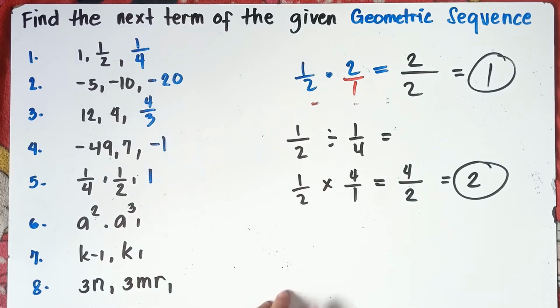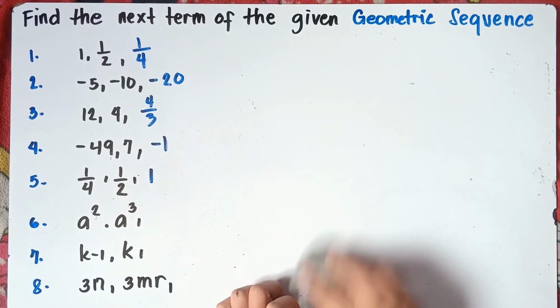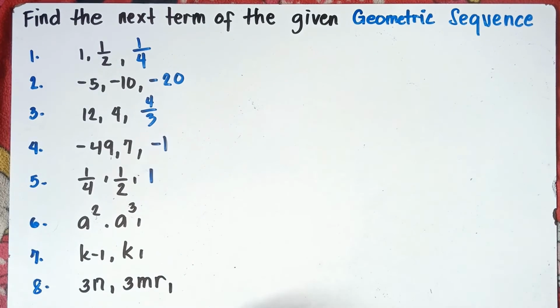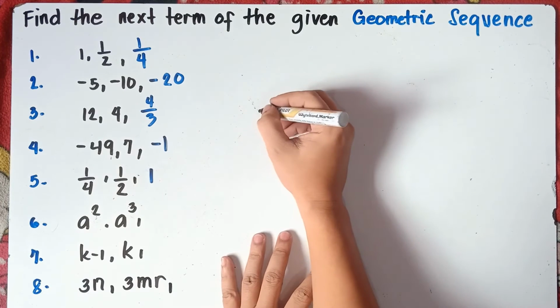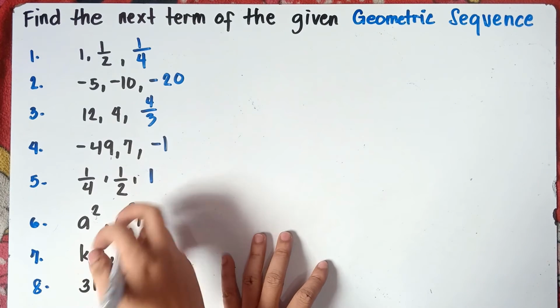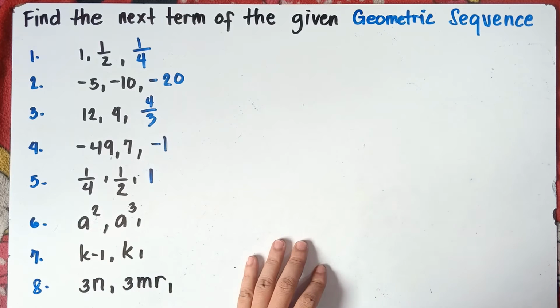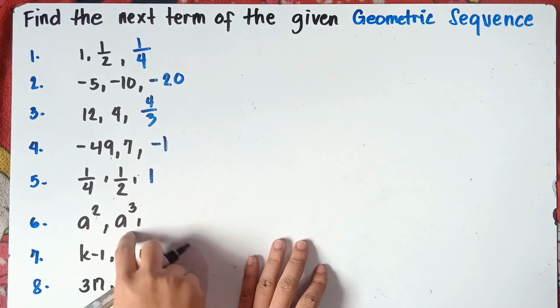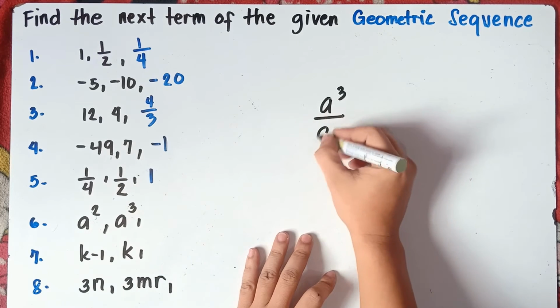Alright, so let's have number 6. Number 6, class. So if you have a squared and a cubed, okay, this will be a cubed, class. A squared and a cubed. So to find the next number, you need to divide the second term by the first term. So second term a cubed divided by a squared.